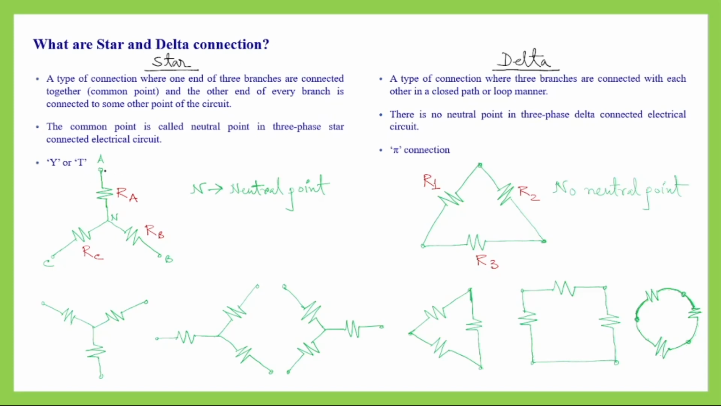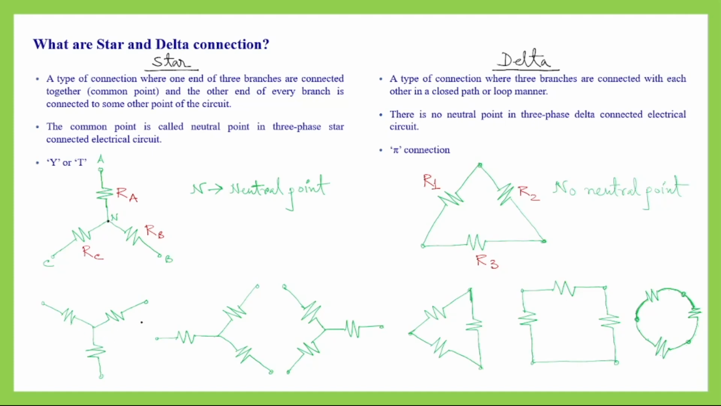As you can see here, we have three resistors. This is a purely resistive circuit. We have these three resistors connected, and how are they connected? One end of this resistor RA is connected to this neutral point, and with that neutral point, one end of this resistor RB is connected, and with that neutral point or common point, one end of RC is also connected. So this forms a star connection.